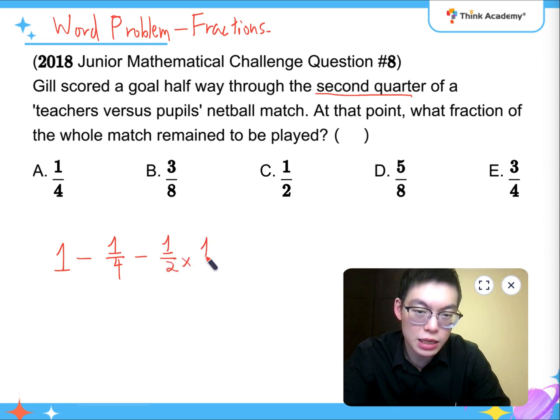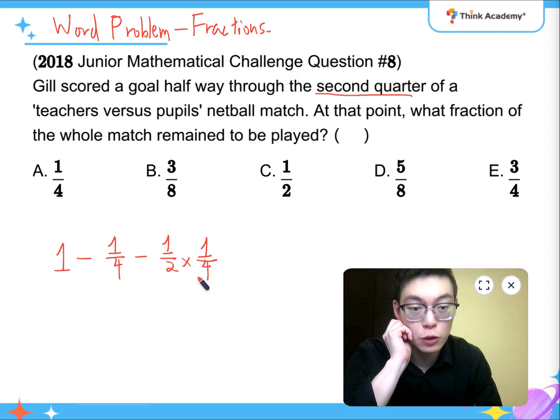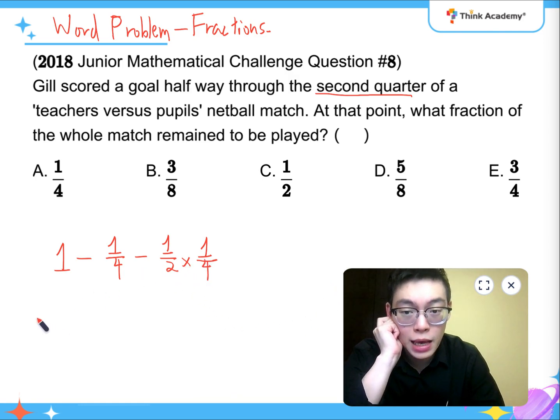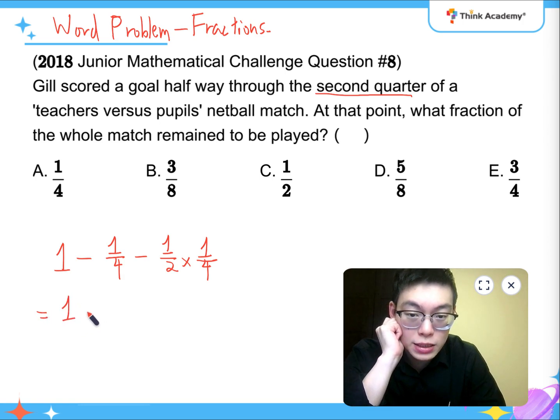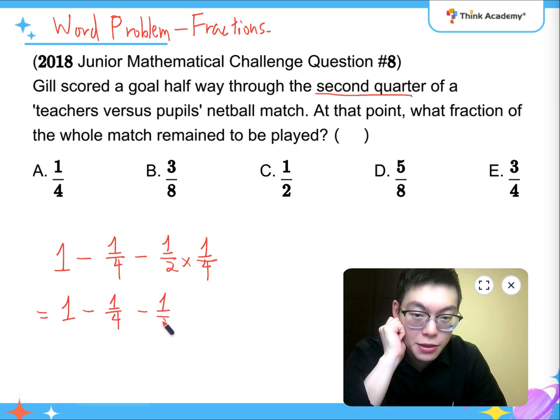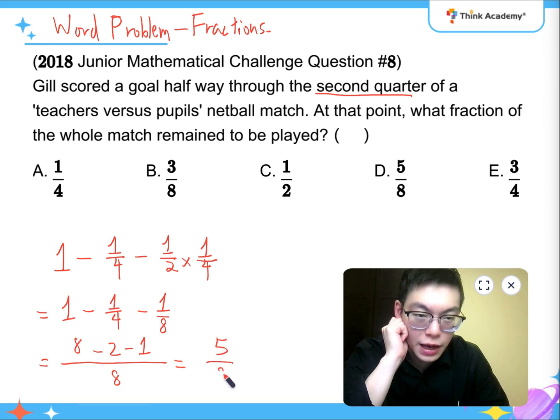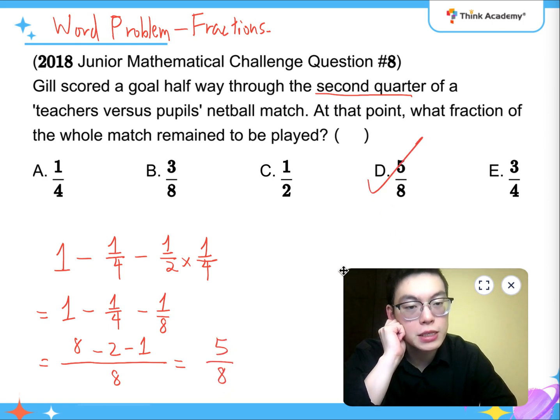So we need to take away half of the second quarter, which is half of a quarter, of course. And that's going to be equal to 1 take away a quarter, take away an eighth, and we can just do the common denominator 8 for them, which is 8 take away 2, take away 1, and that's going to end up with 5/8. So the answer is D.